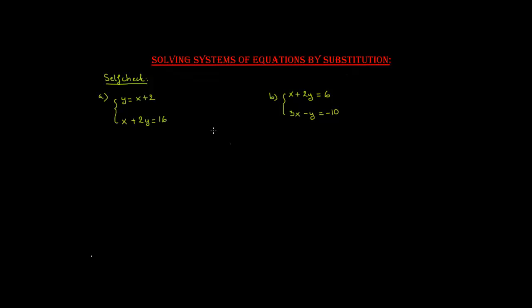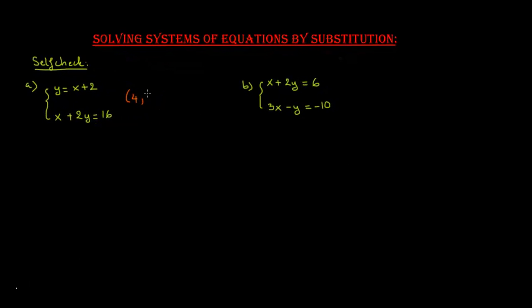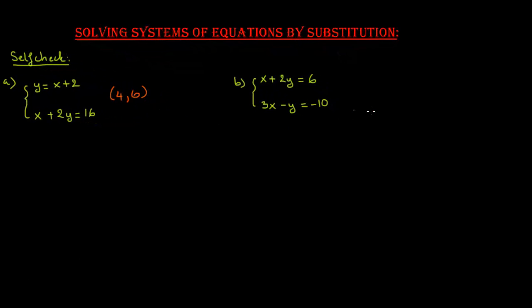Now I believe you have the answers for both questions A and B. On question A, the answer is (4, 6). And on question B, the answer is (-2, 4). If you don't get the answer, don't freak out. We're going to go over this one together.